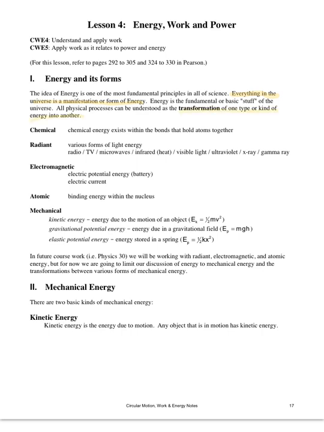Chemical energy exists within the bonds of atoms held together. Radiant energy is like light energy, but it can also include heat energy. Electromagnetic is electrical energy. Atomic is energy within the nucleus of an atom. And mechanical energy is kinetic energy, which is motion, gravitational potential, which is due to a gravitational field or being at a height of something, and elastic potential energy, which we talk a lot more about in our next unit.